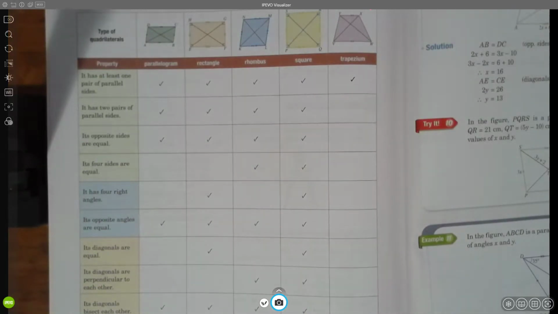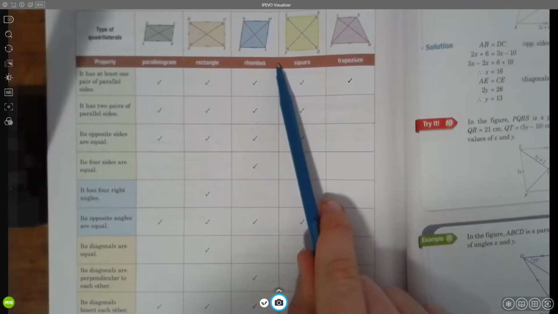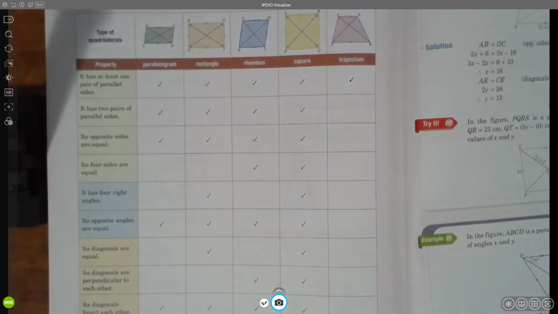Welcome grade 8 to another math video, and in this one we're going to take a look at certain quadrilaterals. I have the textbook here, although I've also provided the PDF of this picture, where it goes over different properties of different quadrilaterals. The five that we're going to be talking about are parallelograms, rectangles, rhombus, square, and trapeziums. We're not going to go over these in great depth.